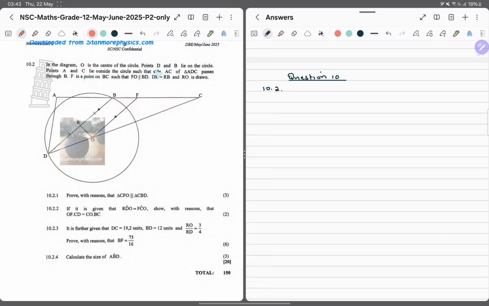Anyway, so we're told that AC as a side of ADC passes through B, and this is the point on the circle. F is a point on BC such that FO is parallel to BD. So this is indicated, and also DR is equal to RB. Okay, so what do we know? When a line drawn from the center goes to the midpoint of a chord, it is perpendicular to the chord.